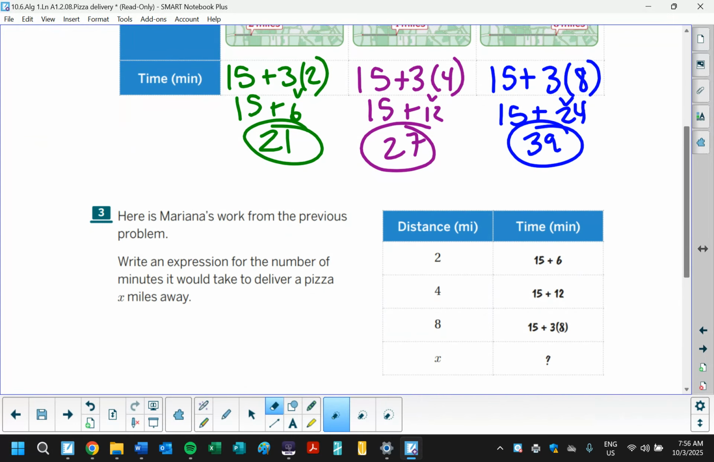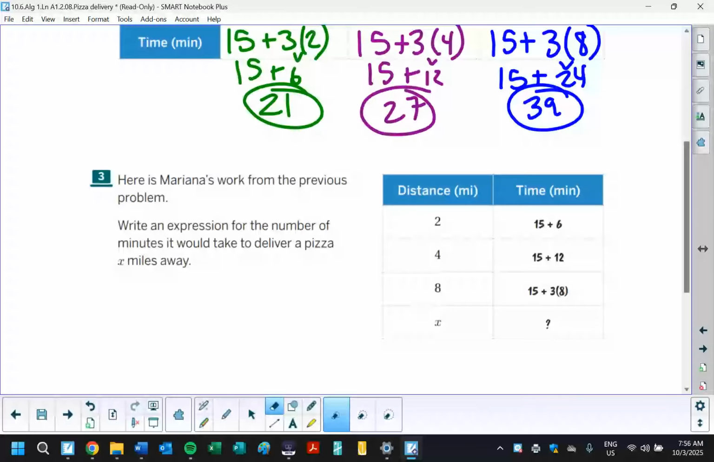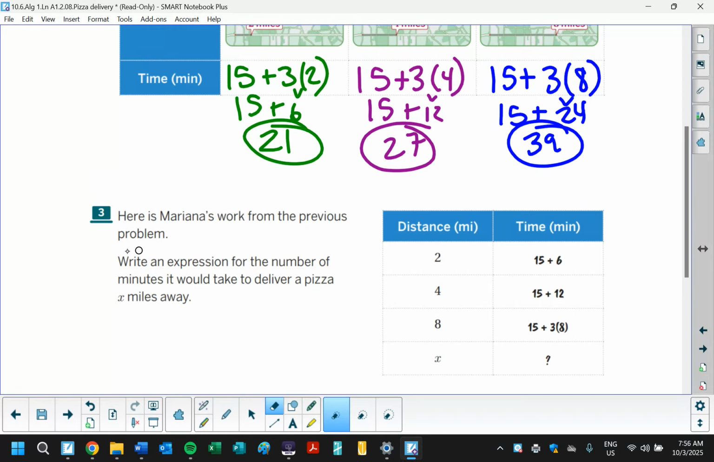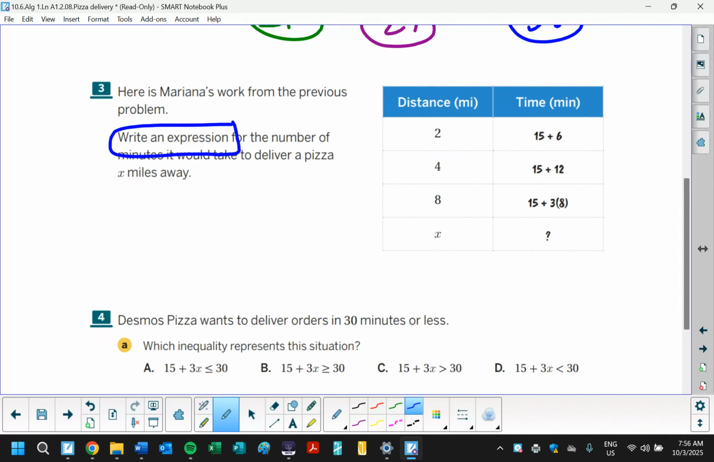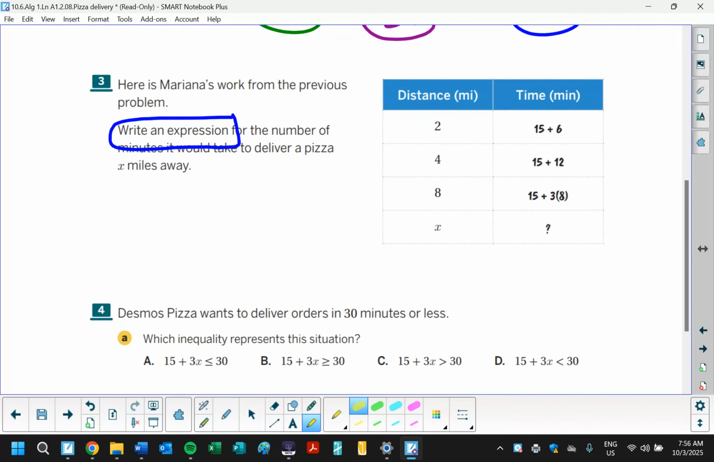Now those are expressions, ladies and gentlemen, not equations. We don't have it equal to something, not inequalities. Those are expressions. And in fact, number 5 also is asking us to write an expression for the number of minutes it would take to deliver a pizza X miles away. Now, just look at the kind of patterns that we see here. We should still have a 15. Not only that, we have 6 minutes, we have 12 minutes, we have 3 times 8. What is that about? So think about what those pieces are.